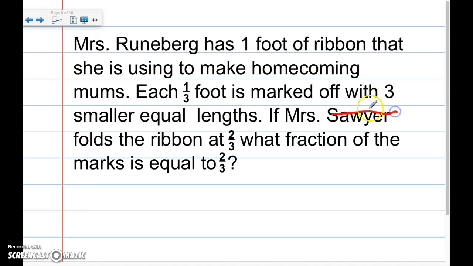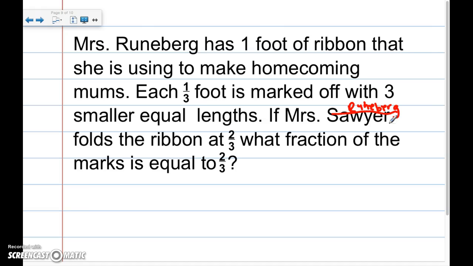This is supposed to say Mrs. Runneberg. So let's look at this. Mrs. Runneberg has 1 foot of ribbon that she's using to make homecoming mums. Each 1/3 foot is marked off with 3 smaller equal lengths. If Mrs. Runneberg folds the ribbon at 2/3, what fraction of the marks is equal to 2/3?